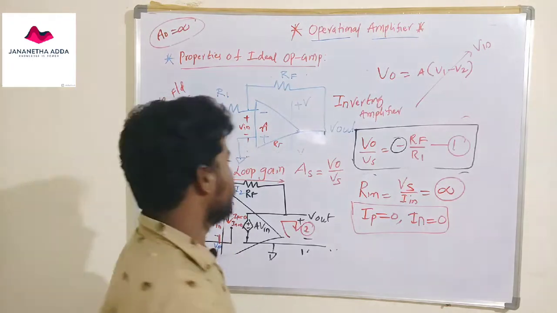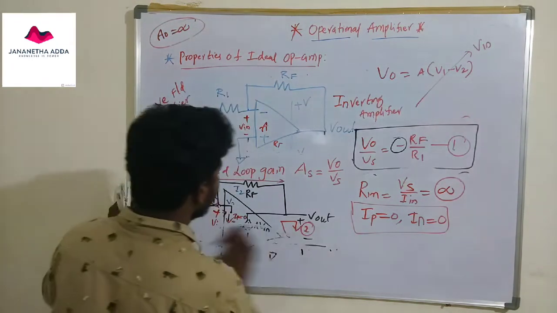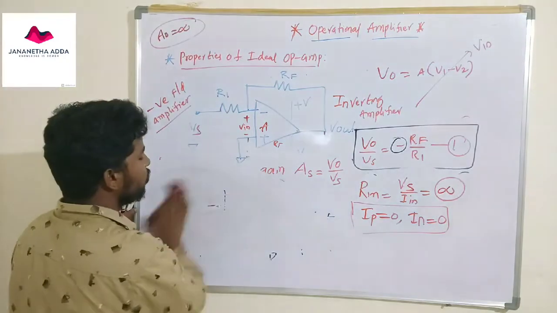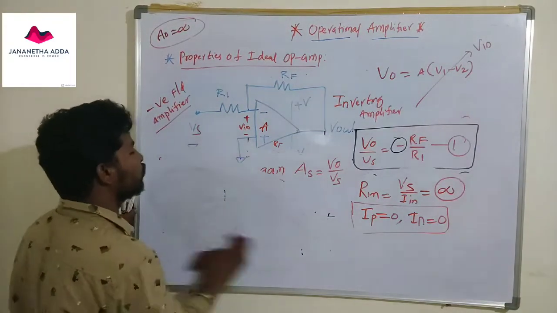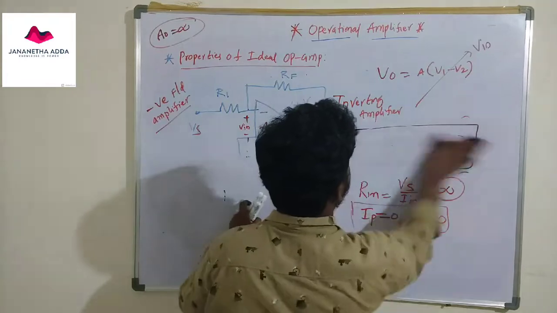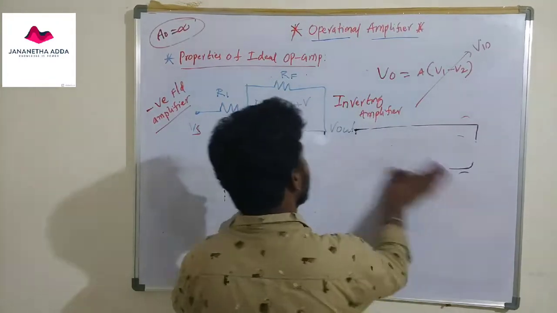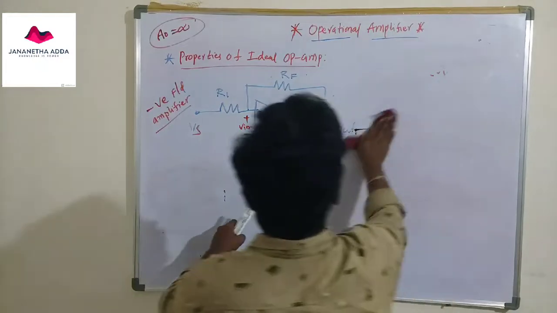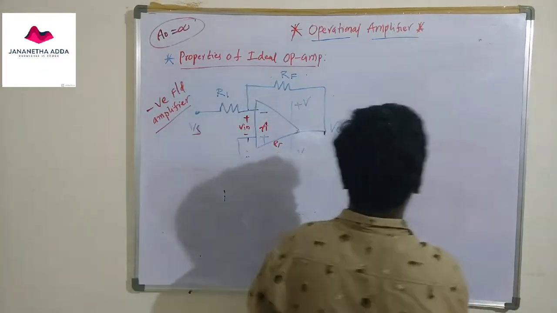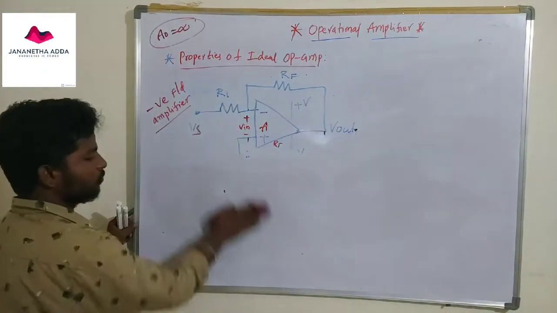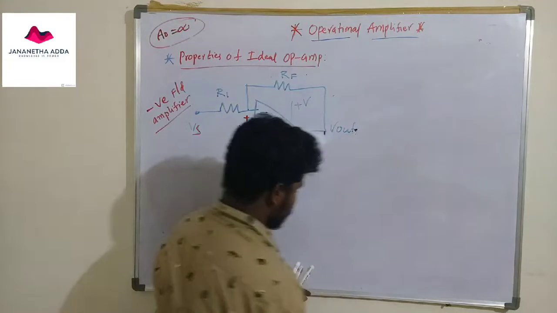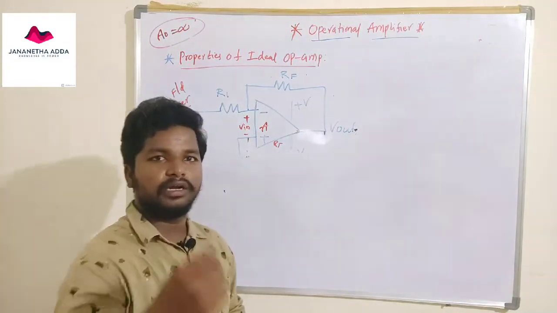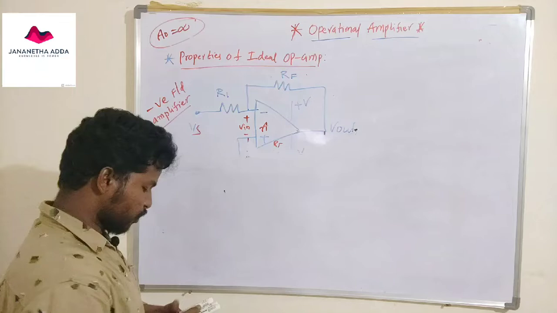Because of that, it is able to amplify a high bandwidth signal without any compromise. We will also discuss the offset voltage concept and the common mode rejection ratio. I hope you are clear till now. If you have any doubt, please mention it in the comment box so that I can reply as soon as possible.